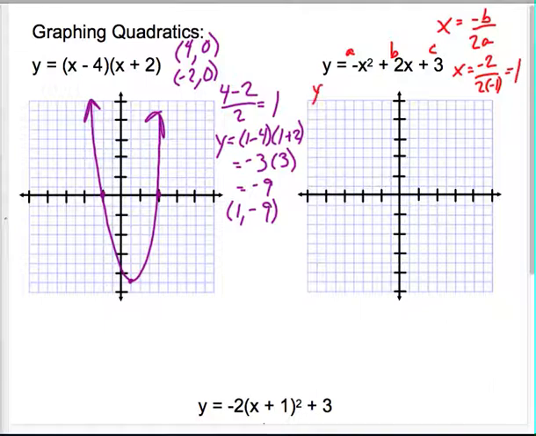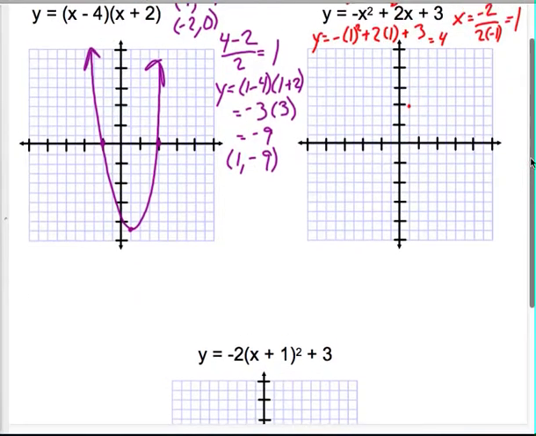Substituting that back in to solve for the y-coordinate of my vertex, I get negative 1 plus 2 plus 3 gives me 4. So my vertex is at 1, 4. And this one does factor. Scroll down here so I can factor.